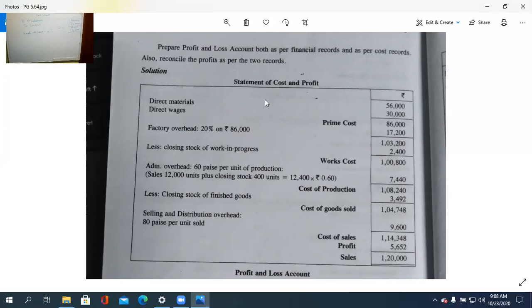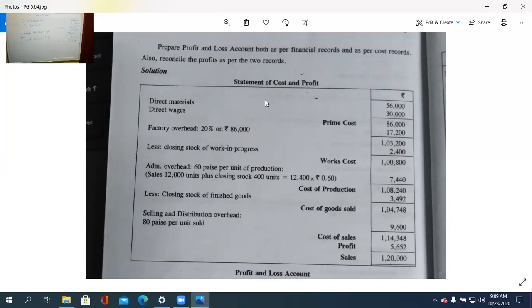Okay. Then less. What is the total? How much is it? 1,03,200. Then less, what is there? Closing stock of work in progress. How much is it? 2,400. So that is the case with regard to work cost.